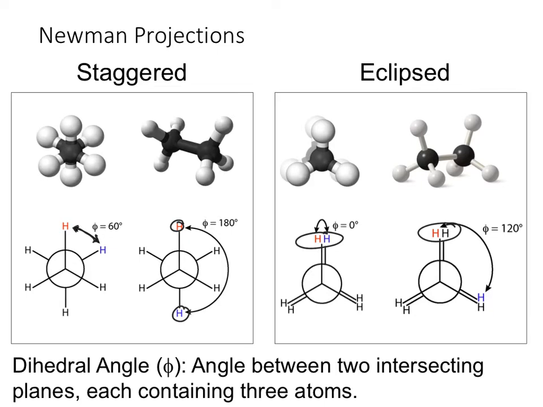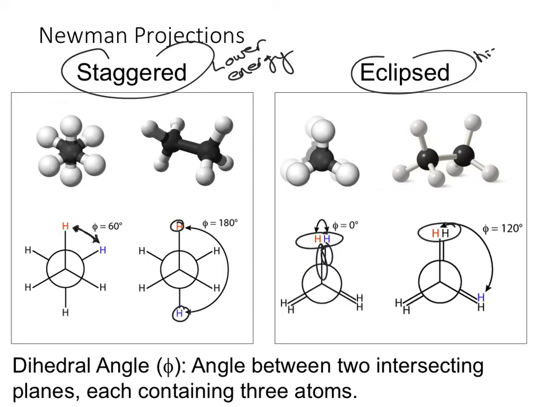Now in the eclipsed conformation there is torsional strain because the electrons in the carbon-hydrogen bonds that are eclipsing one another will repel each other. So between these two, the lower energy conformer is the staggered conformer, and the eclipsed conformer is the higher energy conformer.